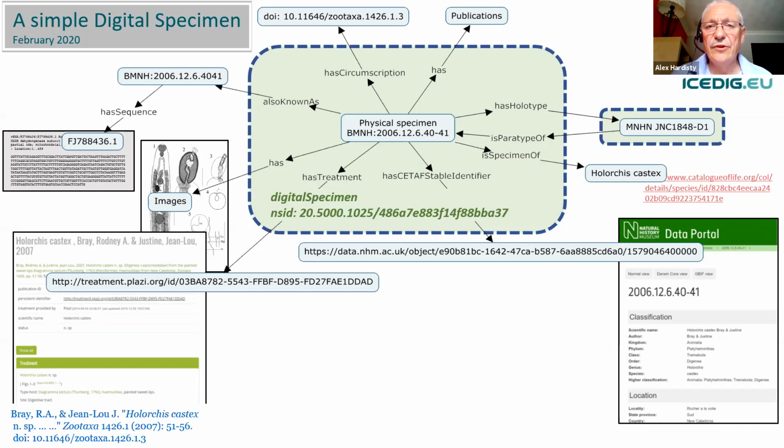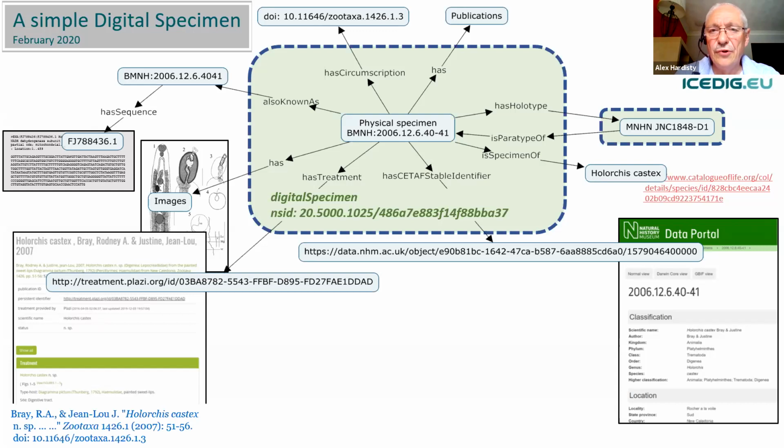This specimen has a number of relations and other information associated with it. We know it's a specimen of Halorchis castex, and we can tie that to the taxon concept in the Catalogue of Life. It has a representation in the Natural History Museum's data portal. It has a circumscription in Zootaxa and other publications. And over on the other side, you see that it has links to images, to a treatment in Plazi Treatment Bank, and to a sequence in GenBank.